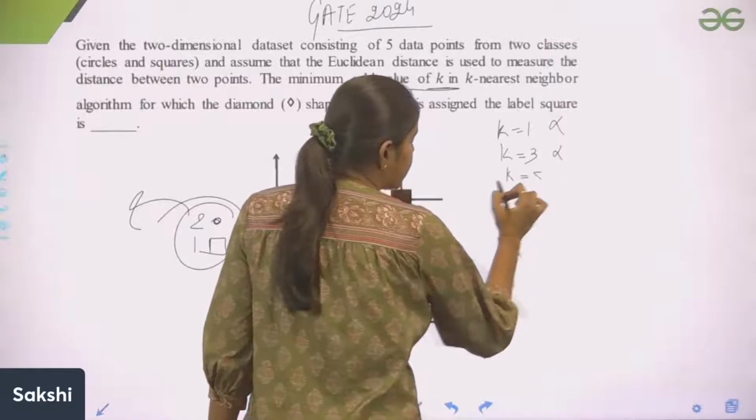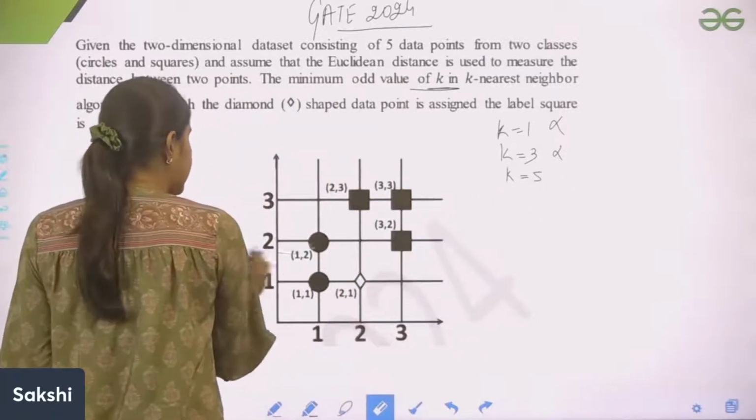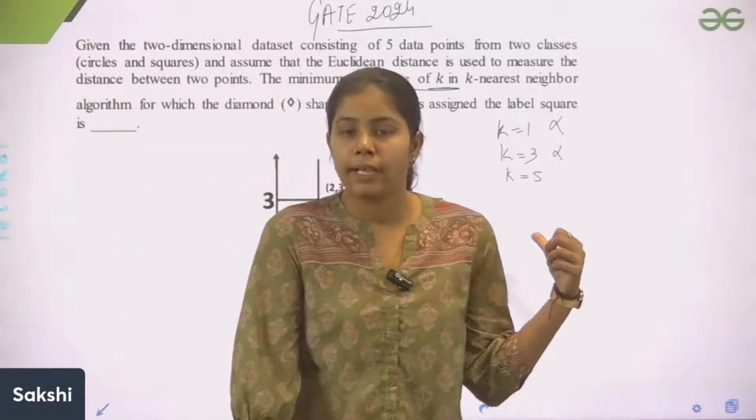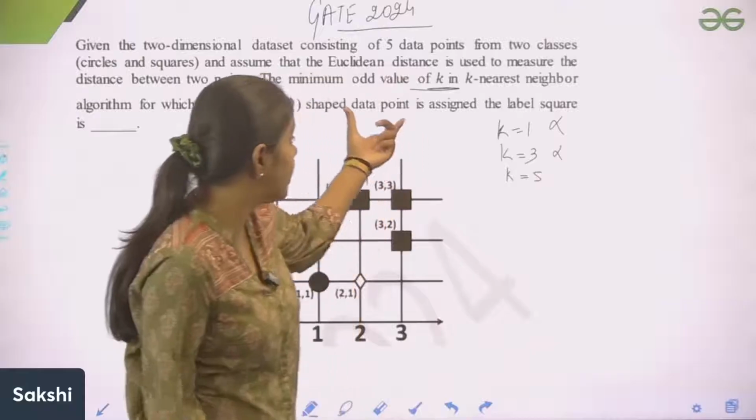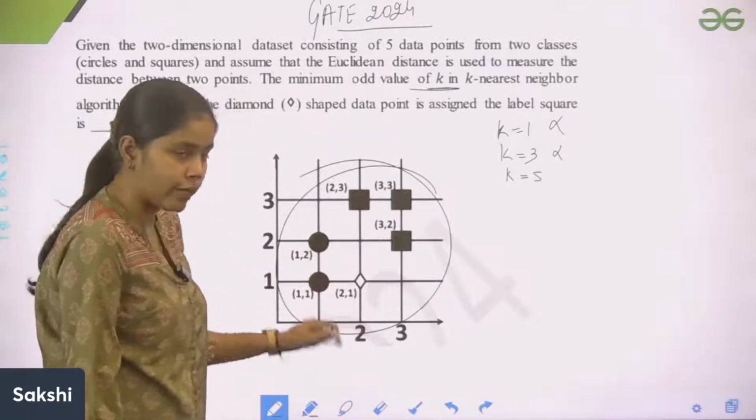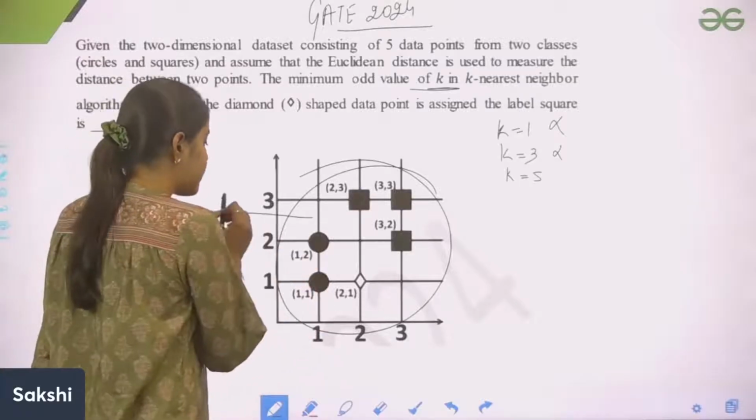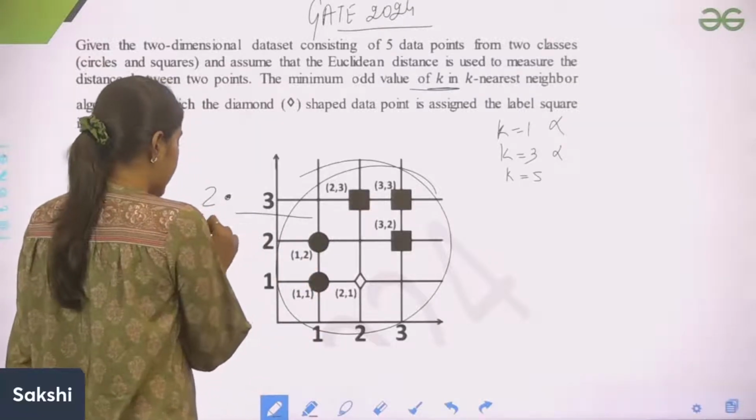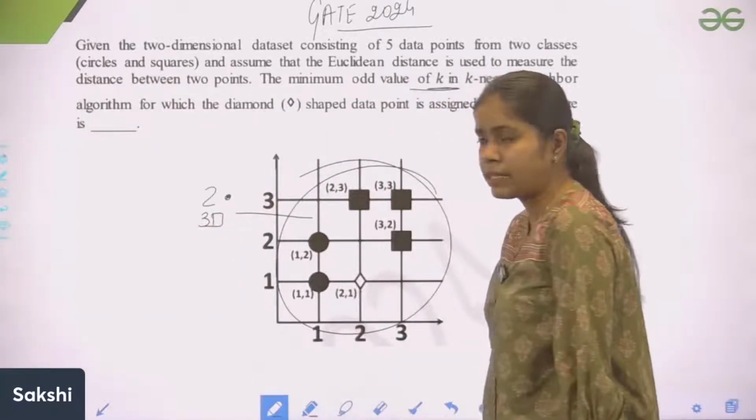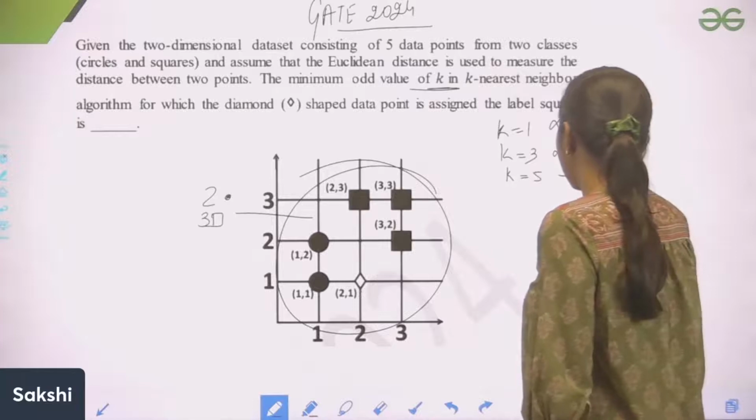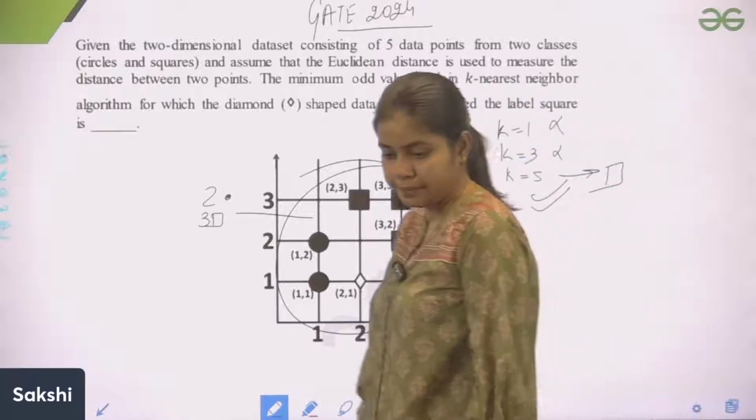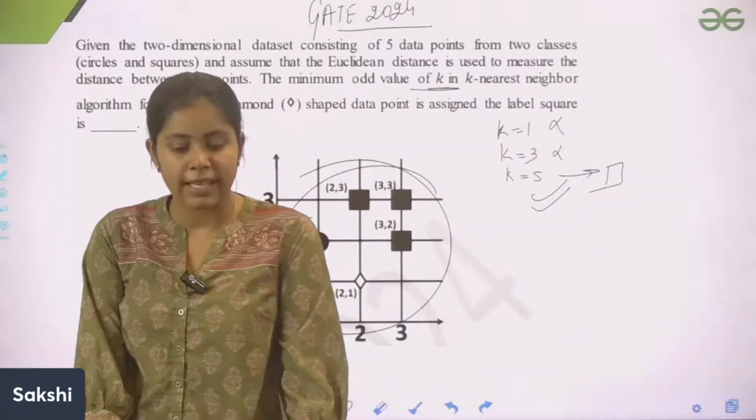Let's suppose I take k equals 5. Now somebody asked, ma'am, why are we not taking k equals 4? Because they already mentioned that you have to take an odd value of k. So if you take k equals 5, these 5 points would come, and in these 5 points we have 2 circles and 3 squares. So obviously now your diamond is assigned as square. So k equals 5 is my correct answer. Right, Akhil and Azam, k equals 5 is correct.